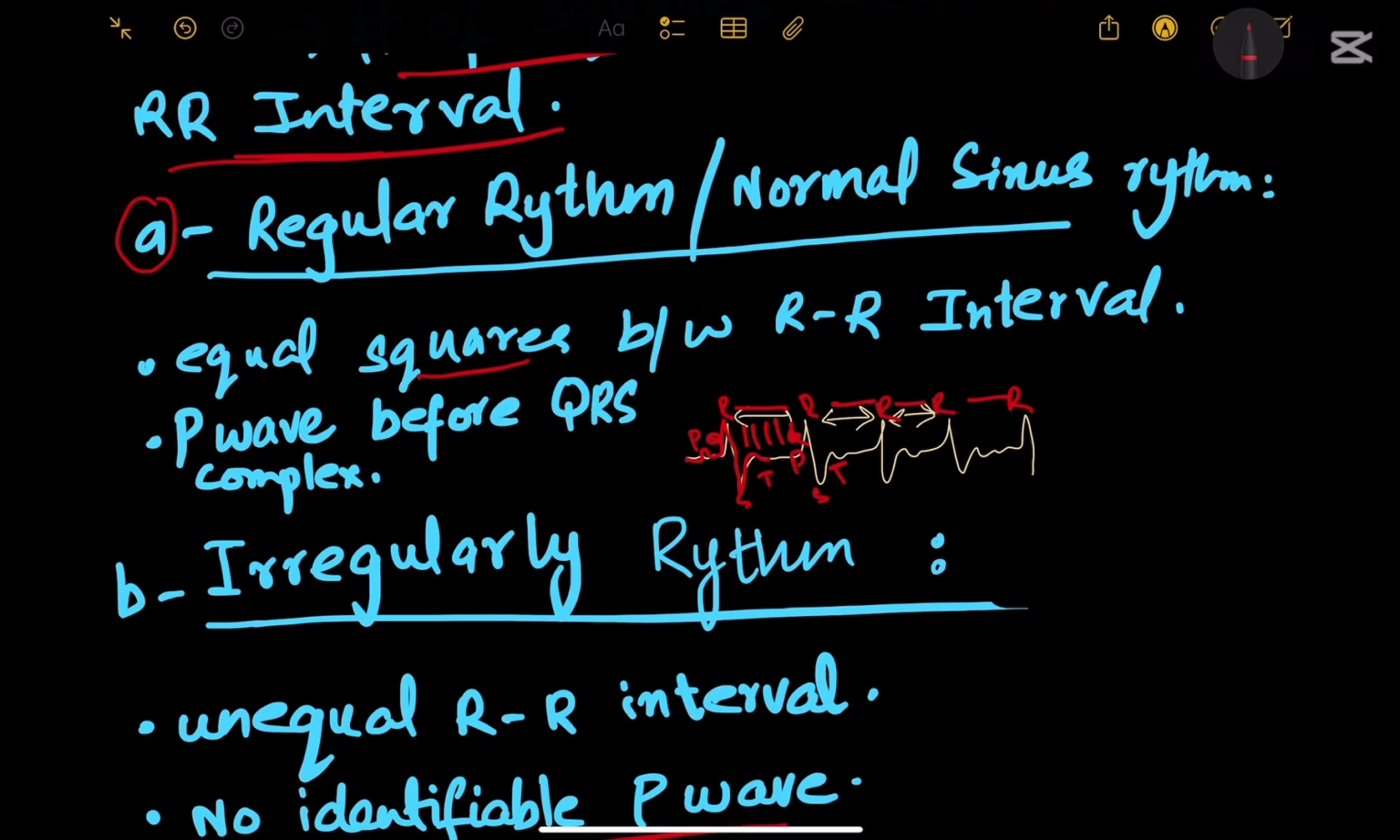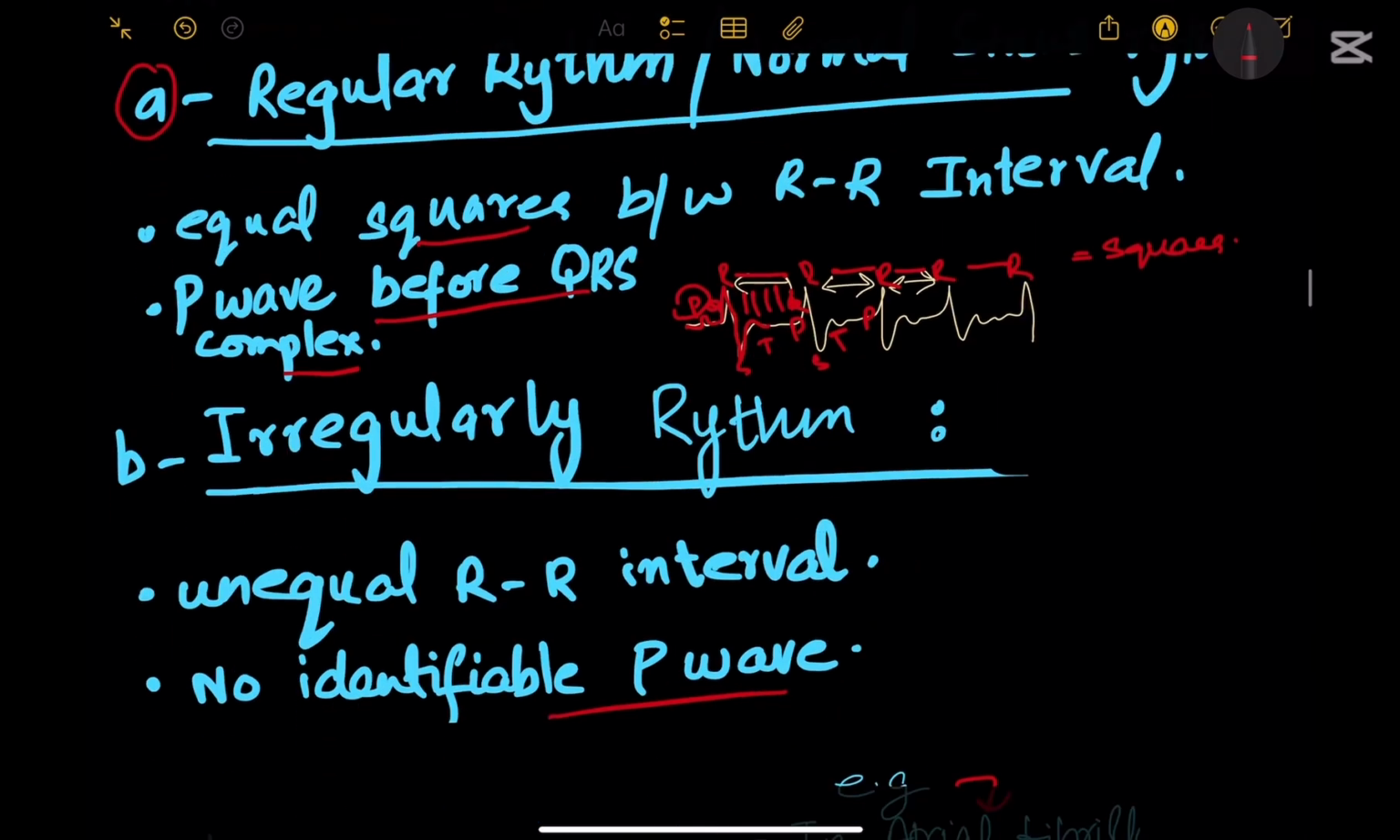A P wave is present before the QRS complex in the regular rhythm like this. This is P, this is QRS. This is P, this is QRS. So P is present before the QRS, and between the RR intervals there is an equal number of squares. So this means that the rhythm is regular, or normal sinus rhythm.